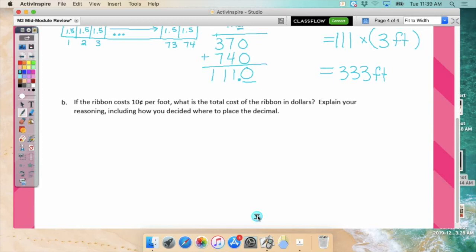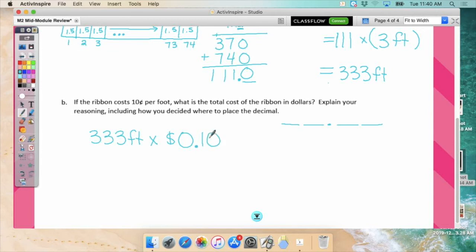Okay, so dollars, help me out. Dollars and cents looks like this, doesn't it? Or we might have just one digit. We might have ones place and then hundreds. But it always shows hundreds, doesn't it? Okay, so what was the total amount of ribbon in feet? 333. Okay, so 333 feet times, and here's the tricky part, 10 cents written as dollars and cents. So it's going to be, are you ready? $0 and 10 cents.